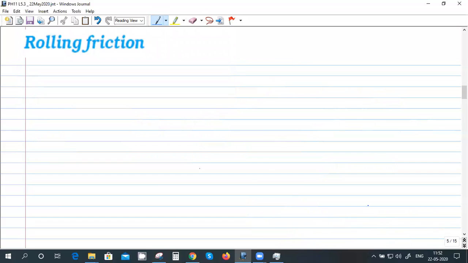Next is rolling friction. You might already have some idea of rolling friction. So, what is rolling friction? So we have a wheel, and this is the surface, road or something. So what is rolling friction between which two surfaces?